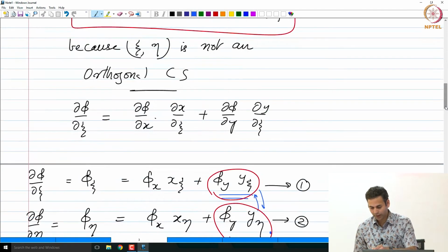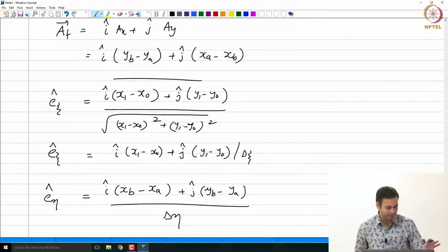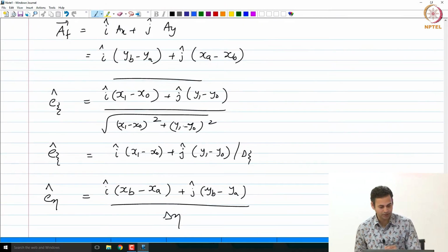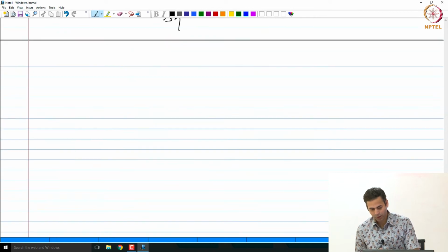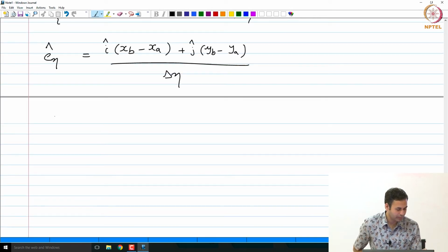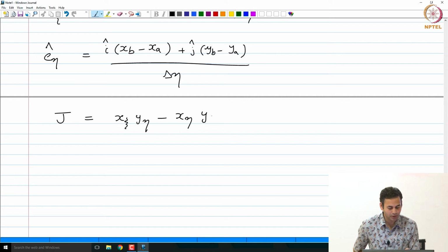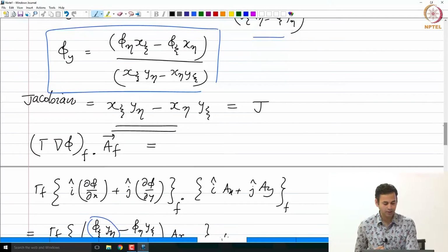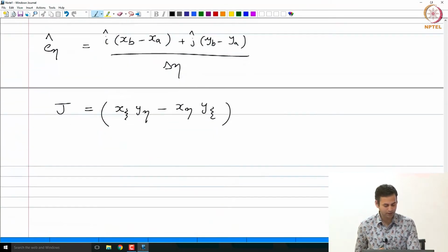So we now have all these metrics set up. If we go back and evaluate each of these things in terms of the Jacobian and all the coordinates, let's look at the Jacobian. What was the Jacobian given as? x xi y eta minus x eta y xi. Is this correct? Yeah, this is correct.